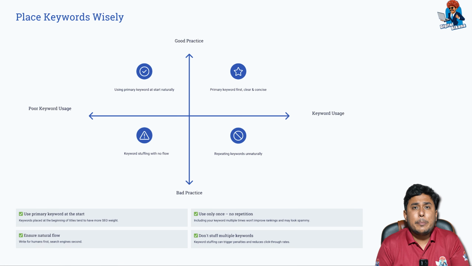Always include your primary keyword near the beginning of the title. This helps search engines understand the topic quickly and shows users that your content is relevant to their query.